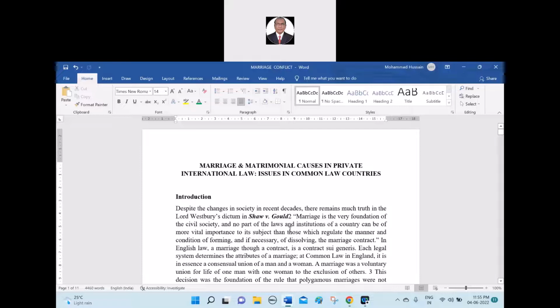That's my point. No part of the laws and institutions of a country can be of more vital importance to its subjects than those which regulate the manner and condition of forming and, if necessary, of dissolving the marriage contract. So there are conditions for a valid marriage, for judicial separation, and for divorce, and by those conditions one will get a sanction from the court. It is observed in the Shah versus Gold case law. So there are rules and regulations, and the recognition would be there.